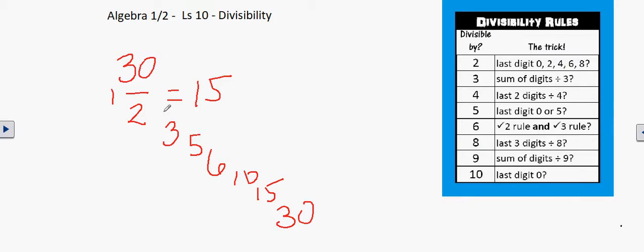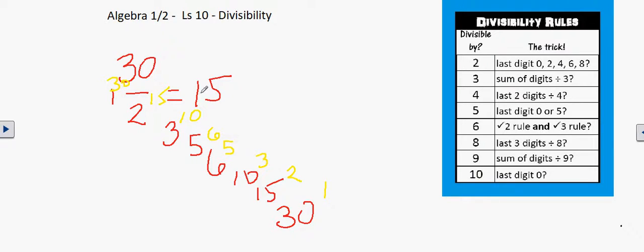well, what does 3 yield? It yields 10. What is 5 into 30? 6. 6 into 30? 5. 10, and we go on and we go on. Those are the numbers that result. Those are the quotients when you divide by these numbers.